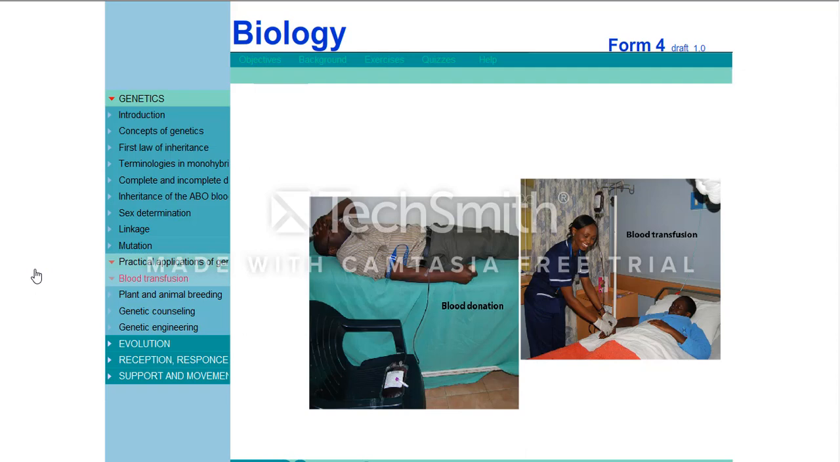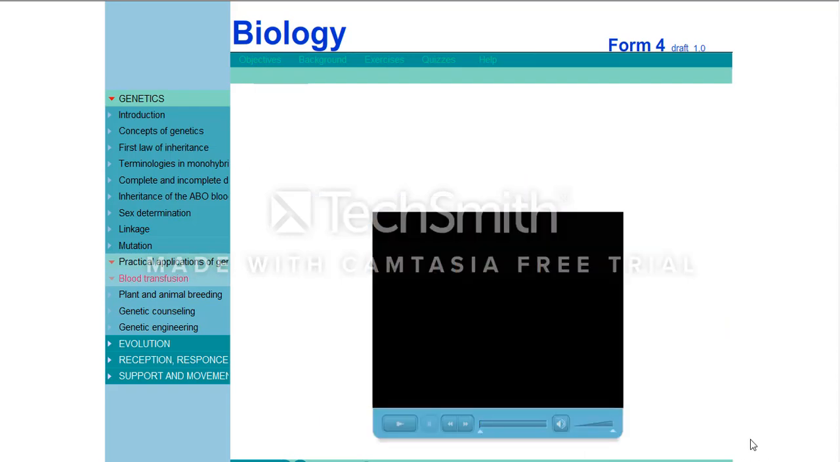Blood transfusion. This is a process of transferring blood from one person, who is the donor, to another, who is the recipient, in order to save the life of the patient. The video clip below shows a blood donation process. Click on the play button to view the video.